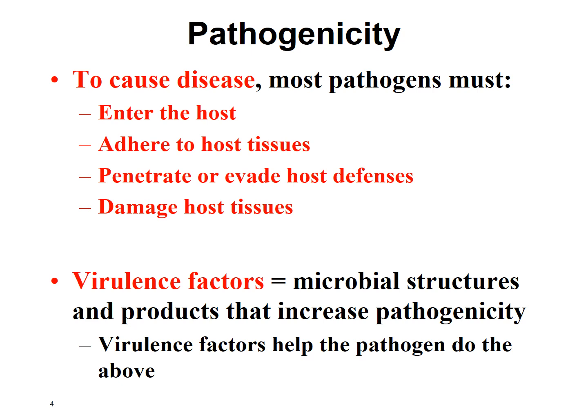So in order to cause disease, pathogens have to enter the host. They have to adhere or stick to your tissues. And then a lot of times they will penetrate deeper into your body, and they also need to be able to evade your immune system. And then they will cause damage to your tissues, and that's what causes the disease. Virulence factors are just microbial structures and products that allow them to do those above four things in order to cause disease.